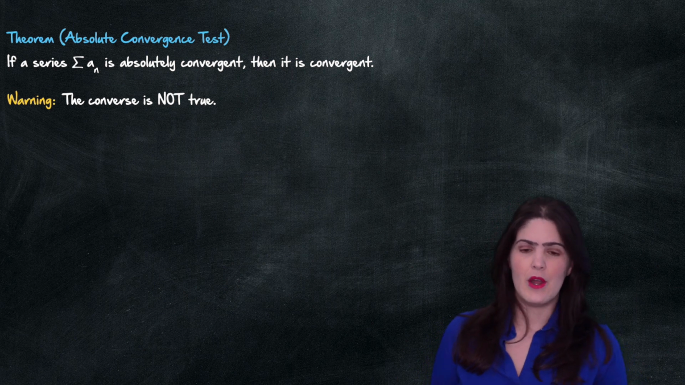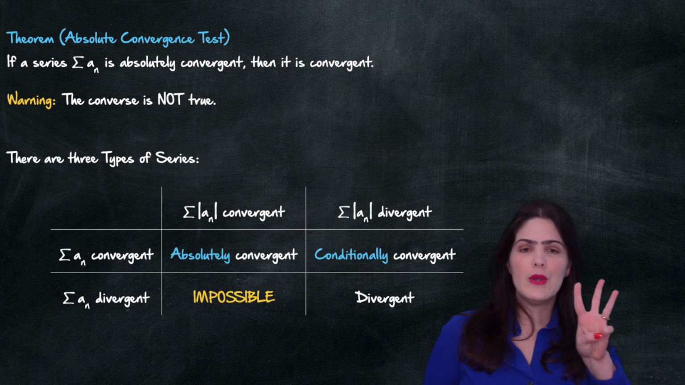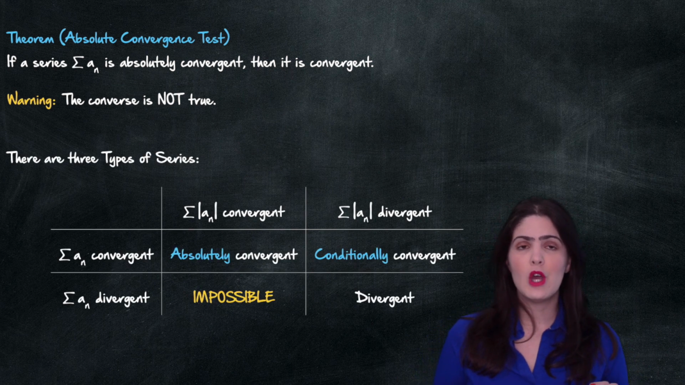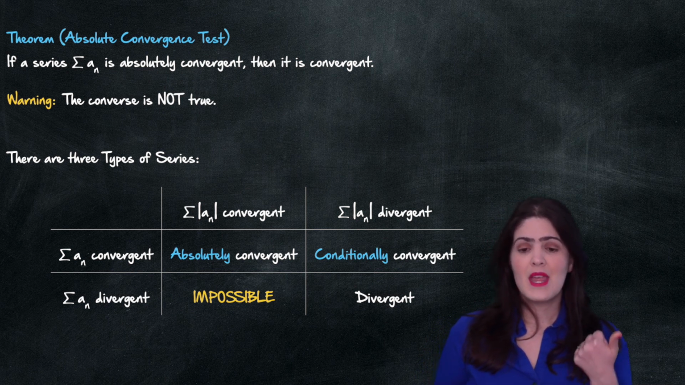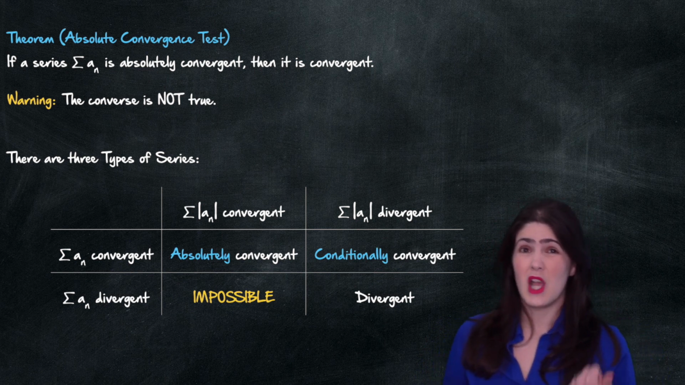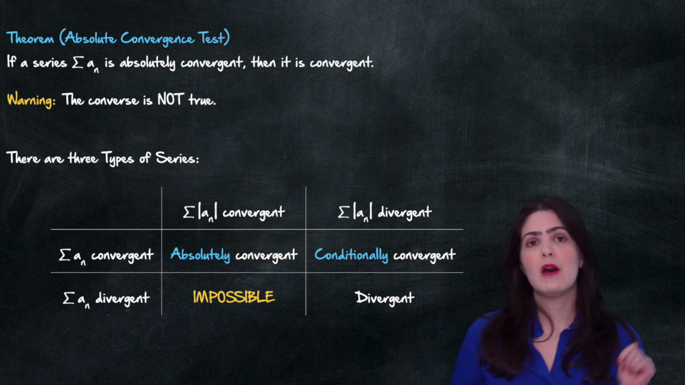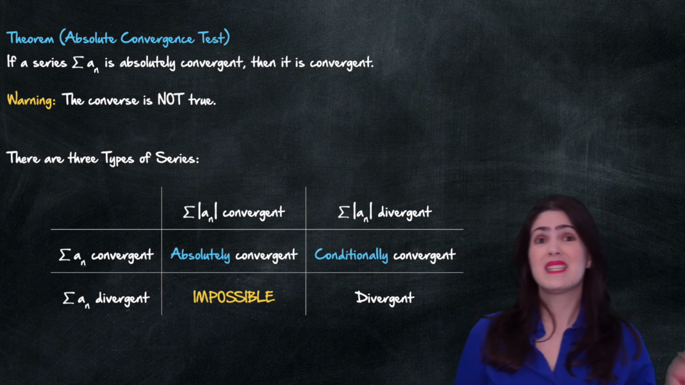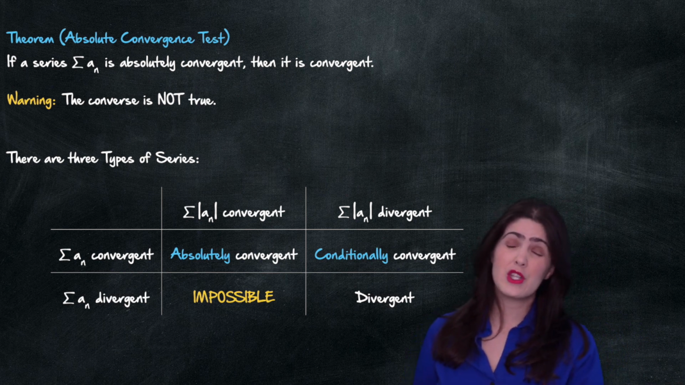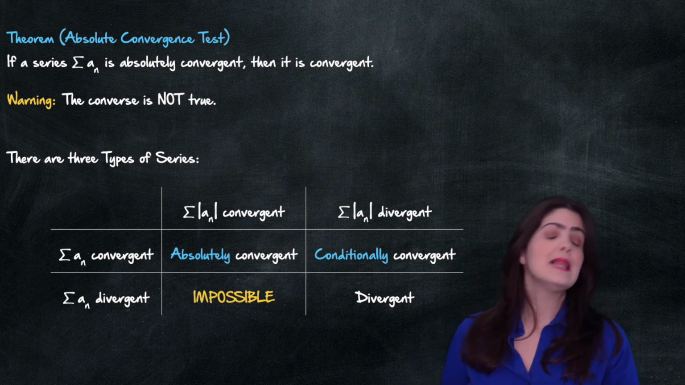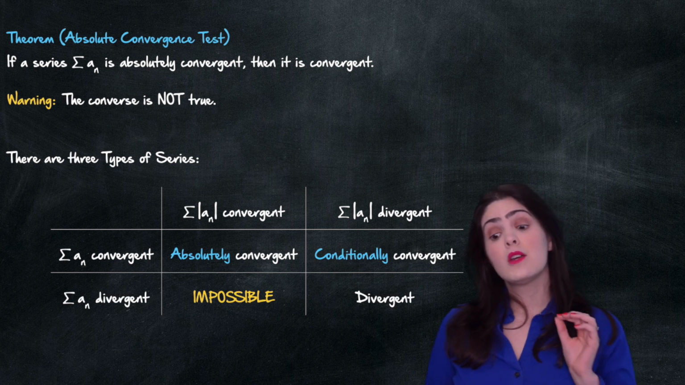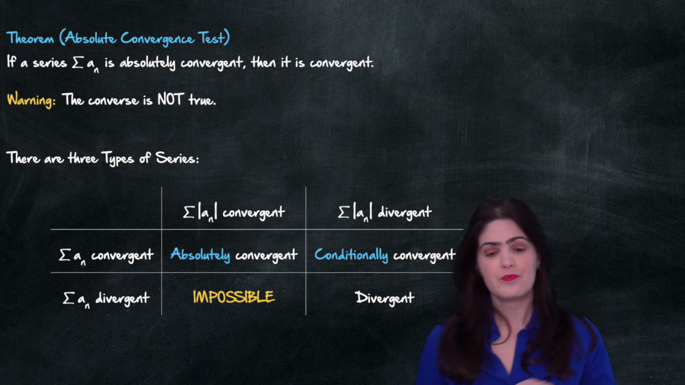With this theorem, we can see that there are 3 types of series. If the series is convergent, and the series of the absolute values is also convergent, then the series is absolutely convergent. If my original series is convergent, but the series of the absolute value of the terms is not convergent, then my series is conditionally convergent.